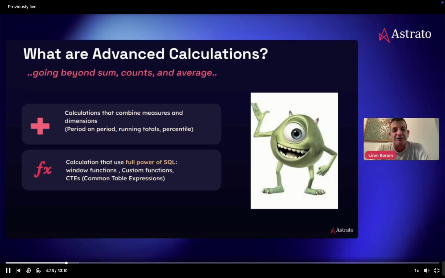Just two points I want to highlight about what advanced calculations are and how they are different from simple sums, counts, and averages. One, those are calculations that combine measures and a dimension and identity. For example, when we perform period over period, we need to know on which time series we are going to perform it. The same as if we are going to calculate a percentile result or value, we need to know on which series of values we need to perform this calculation.